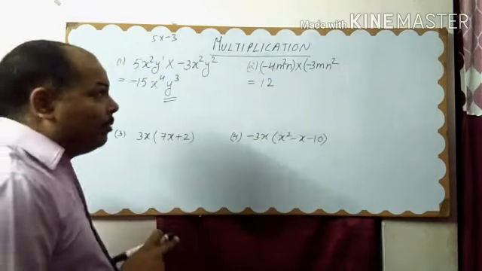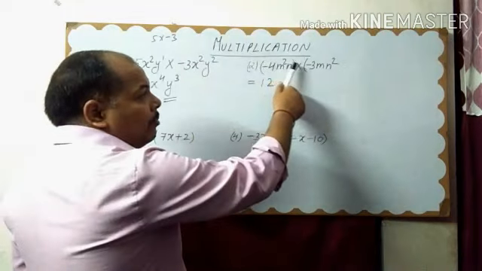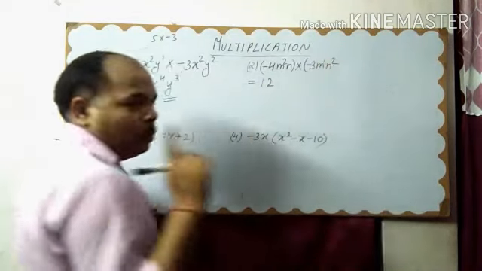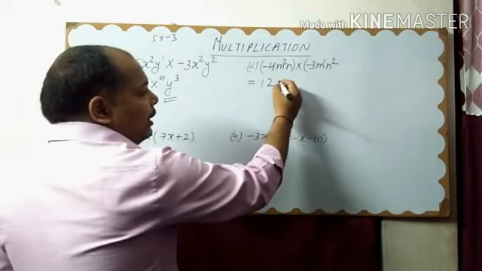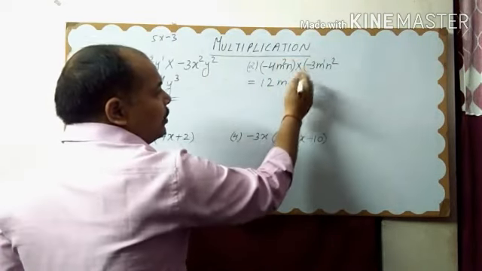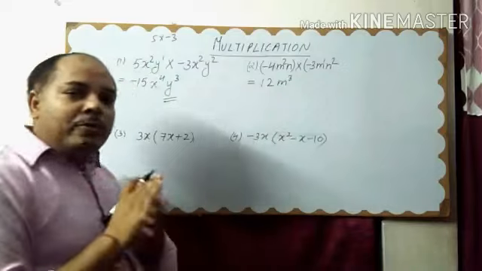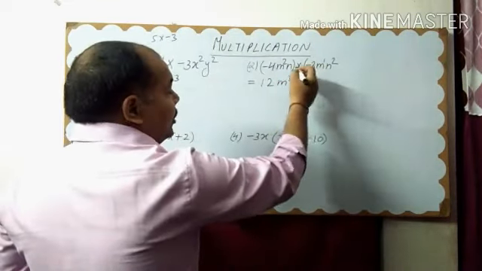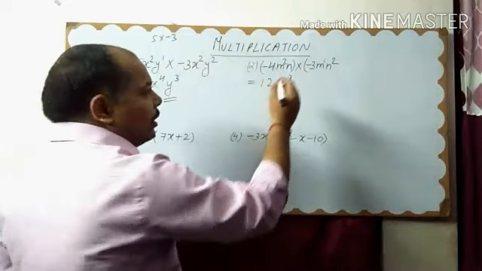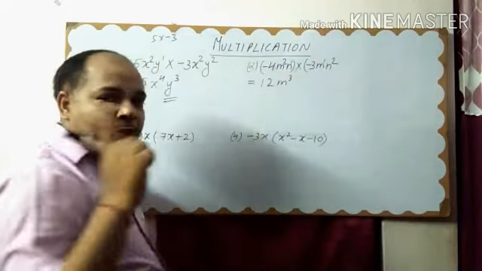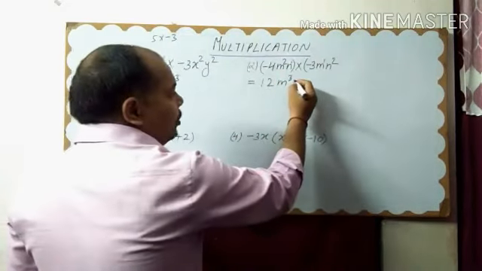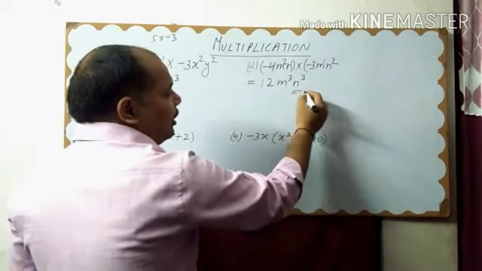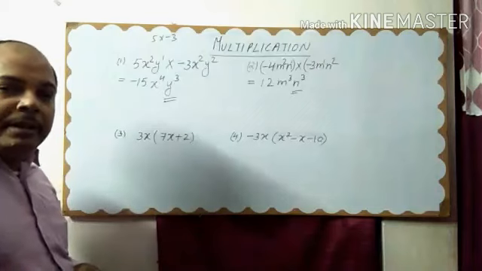Plus 12. Now m square multiplied by m. M means m raised to power 1. So you will write m to the power 2 plus 1. See, power should be added. Now n multiplied by n square. Here the n means n raised to power 1. So the total will be n raised to power 1 plus 2, 3. It is your answer. Clear?